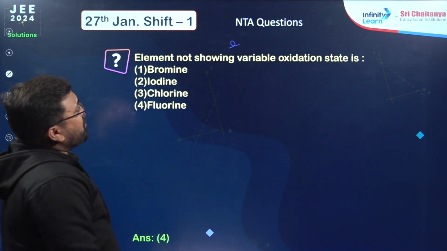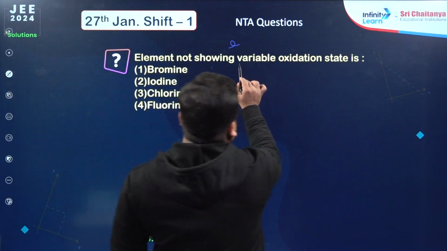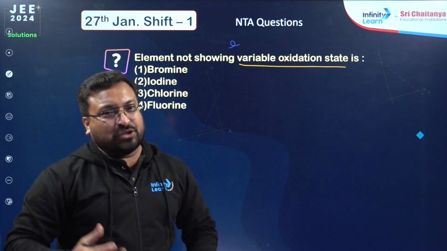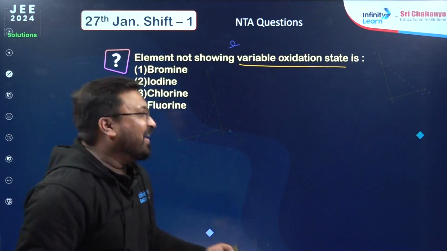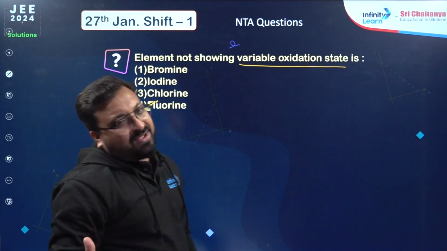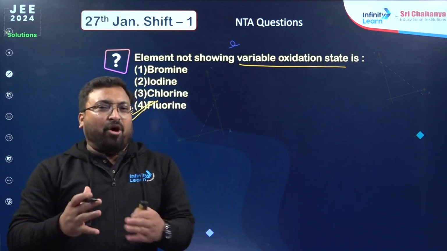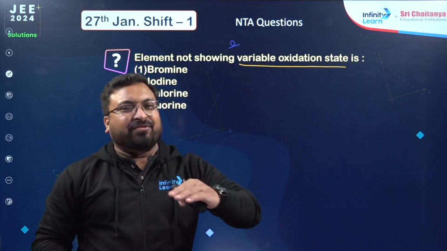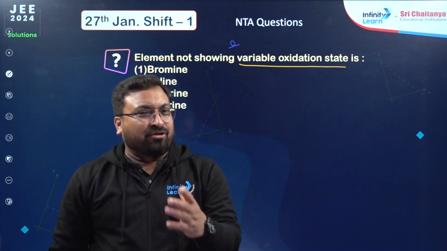Third, element not showing variable oxidation state. I think this is the most bonus question, and that's why the score of this shift is very high. Okay, so fluorine is the most electronegative element, and the Pauling scale of electronegativity is the referential scale, and fluorine is the reference point, and this is the most electronegative element.